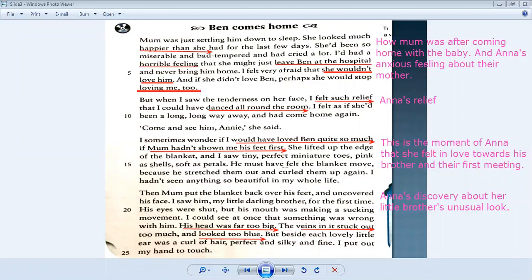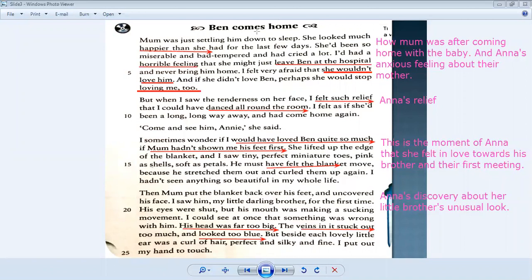From the first meeting, she felt the blanket move, and then it stretched out. It was so beautiful in her whole life. So those were the highlight points. Let's have a look now.